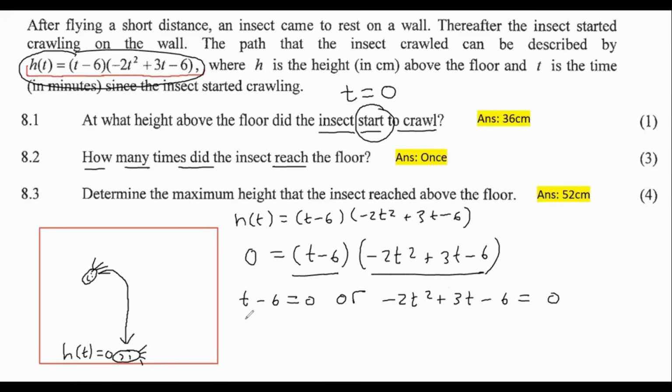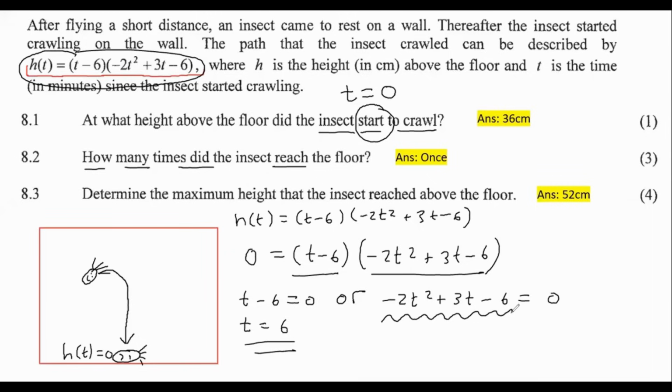Right. Now, if I solve this one, I would end up with t equals 6. So what that means is that at 6 minutes, the insect will reach the ground. So that's at 6 minutes. And then you need to try solve this one, either using factorizing, or you can use the quadratic formula.